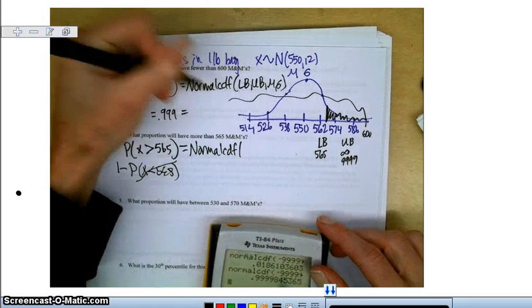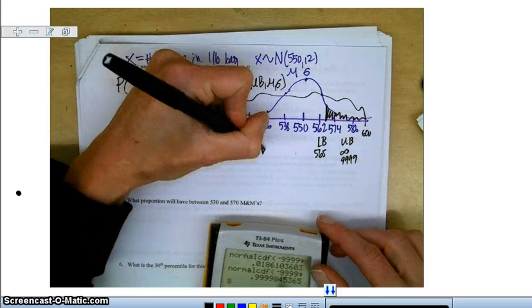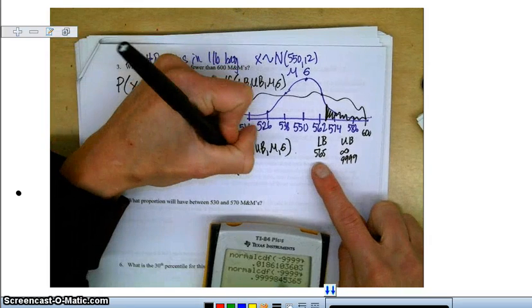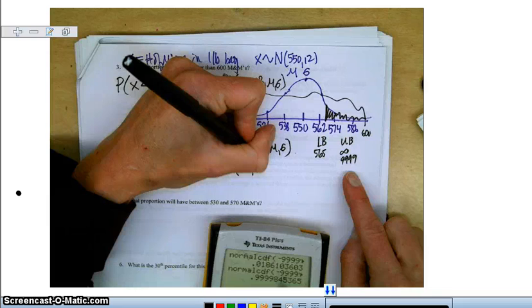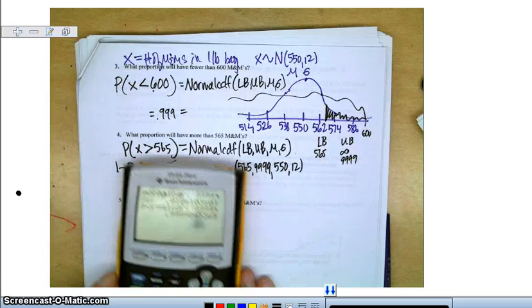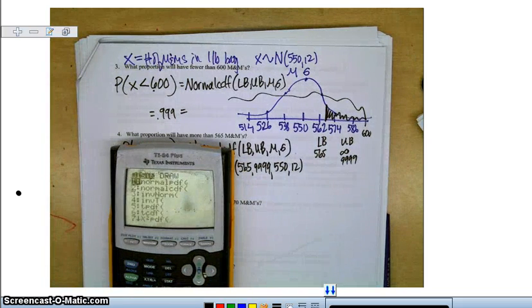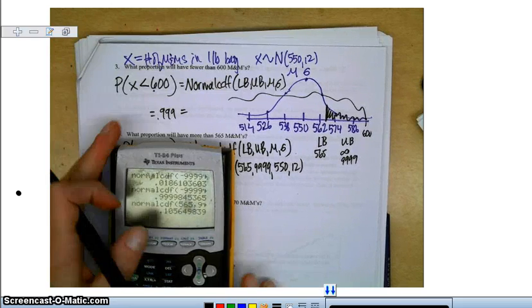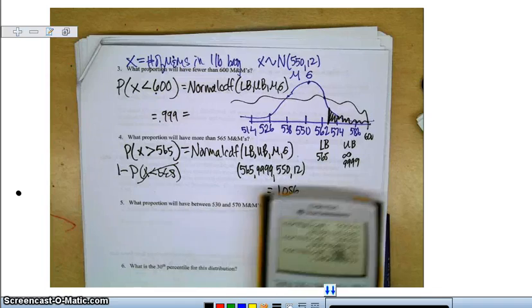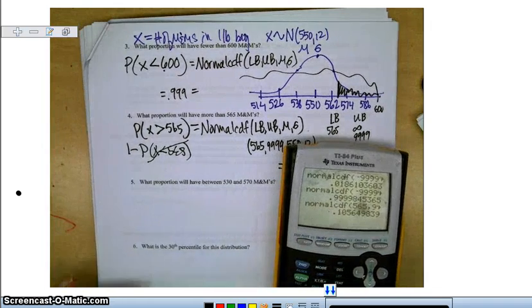So now we can just do our normal CDF: lower bound, comma upper bound, comma mean, comma standard deviation. My lower bound this time is 565. My upper bound is infinity. Mean is still 550, and standard deviation is still 12. So if I type that in my calculator, second distribution and normal CDF, starting at 565, upper bound infinity, the same mean and standard deviation, it gives me 0.1056, or 10.56%.